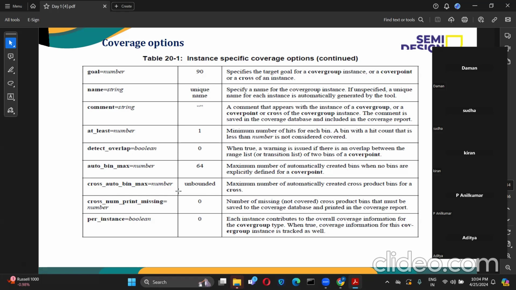You had asked me, Daman, in the second or third session, what the default auto_bin_max is. That is 64 for auto_bin_max. And for cross coverage, it is n number; it can have any number of bins. There is no default like that.